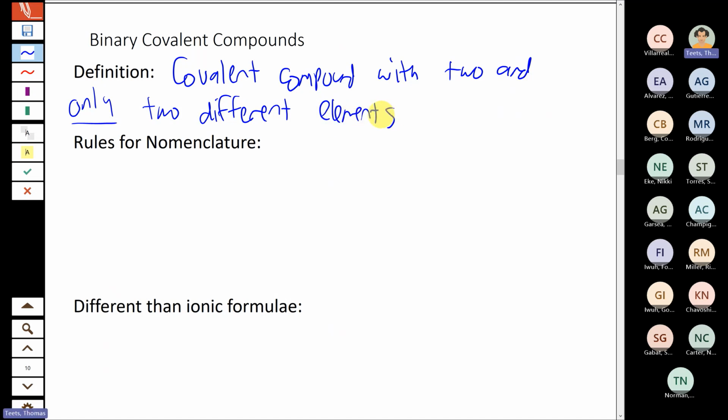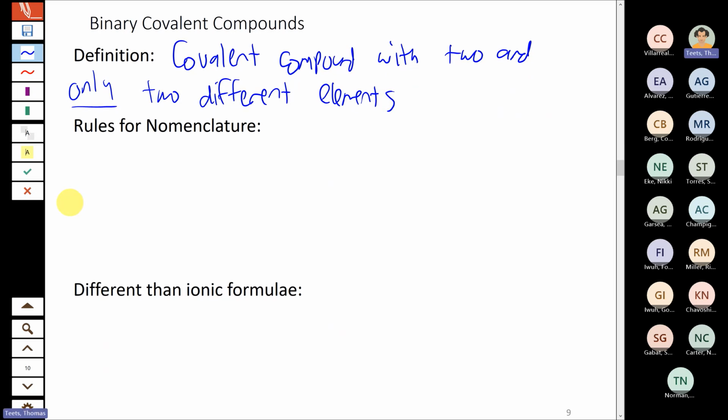The rules for nomenclature on these are that it's not always as obvious what order they come in, but there is a convention for it. We don't have metal and non-metal here, so we don't put metal first, non-metal second. Covalent compounds are just collections of non-metals together. So the first element in the formula and in the name is the one with the lower group number, the one that's further to the left in the periodic table.